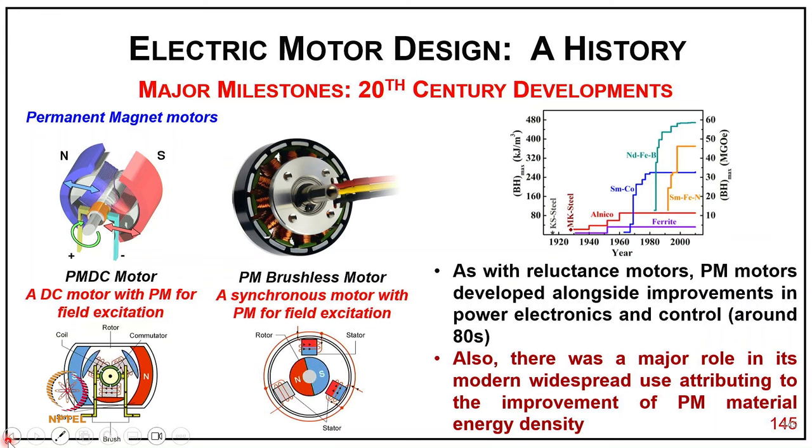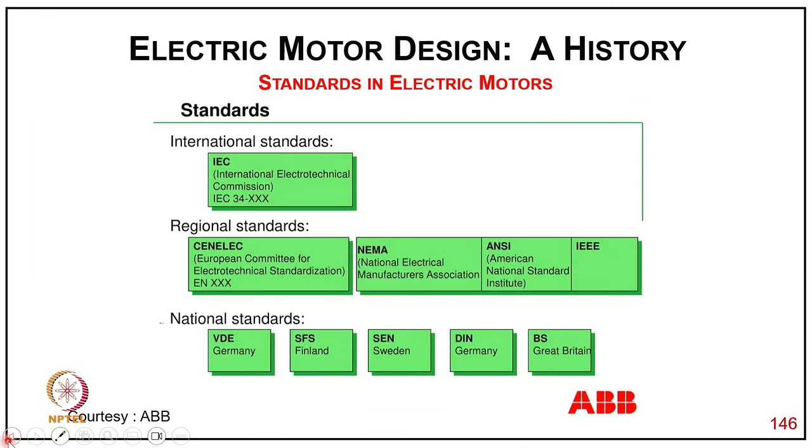There are two constraints. One, you use permanent magnet material which is available only in some parts of the world. Another restriction is that it uses a power converter. But both these things are reasonably developed at a fast rate for many applications such as electric vehicles and the appliance industry. Now coming to standards in electric machines, there is the international standard called IEC, International Electrotechnical Commission, which starts with IEC 3. There are also regional and local standards, like the European standard, NEMA in America, ANSI the American National Standard, and IEEE gives guidelines. National standards include VDE in Germany, SFS in Finland, SEN in Sweden, DIN in Germany, and BS in Great Britain. And in India, we use the BIS, Bureau of Indian Standards.